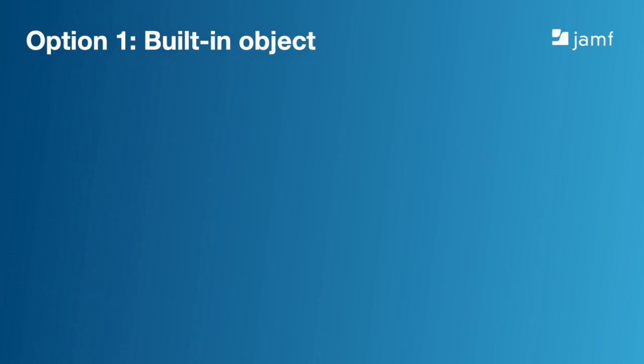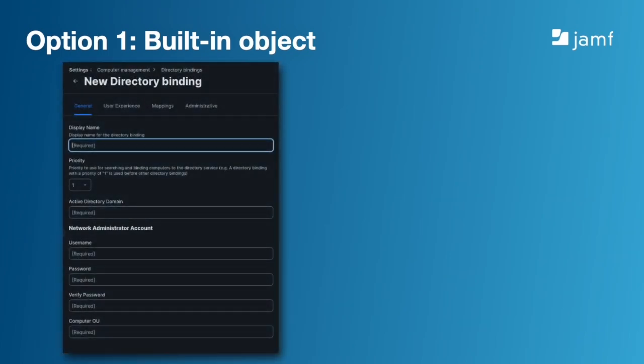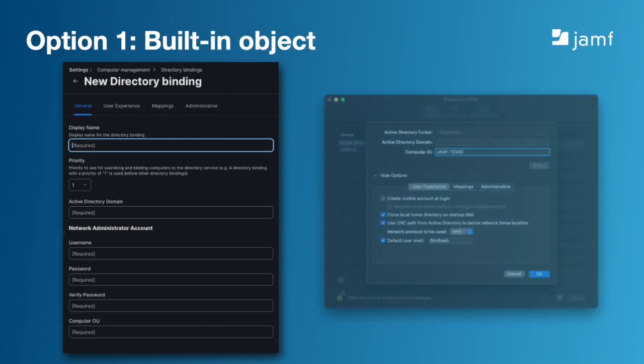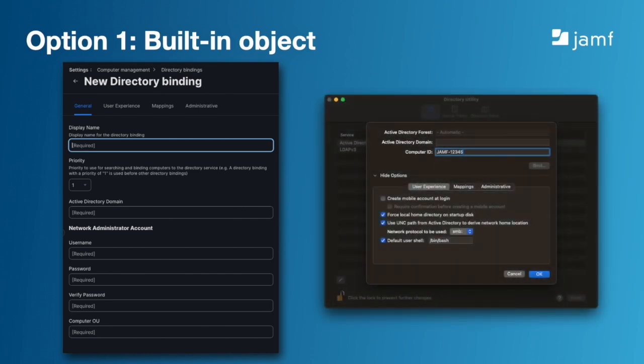We'll start with option 1, using the built-in directory bindings object. In Jamf Pro Settings Computer Management, you can create an object that will apply the most common directory options. If you compare it to the options available in macOS's native directory utility app, you will see that it looks pretty familiar. You can, of course, create multiple directory binding objects if, for example, different groups of devices need to be bound to different OUs in your directory structure.